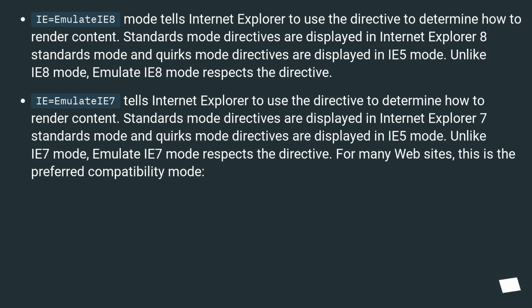Emulate IE7 tells Internet Explorer to use the DOCTYPE directive to determine how to render content. Standards mode DOCTYPE directives are displayed in Internet Explorer 7 standards mode. Quirks mode DOCTYPE directives are displayed in IE5 mode. Unlike IE7 mode, Emulate IE7 mode respects the DOCTYPE directive. For many websites, this is the preferred compatibility mode.